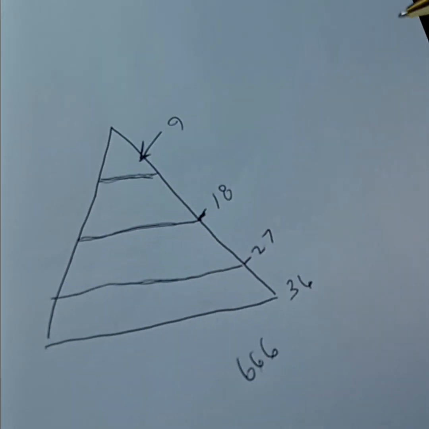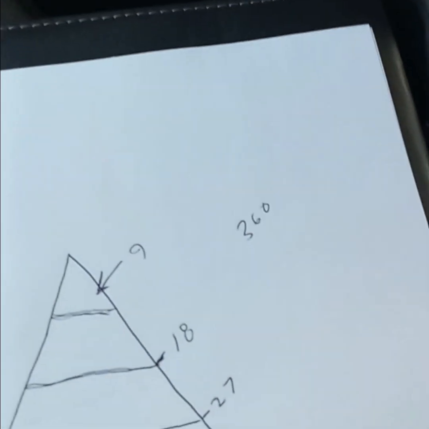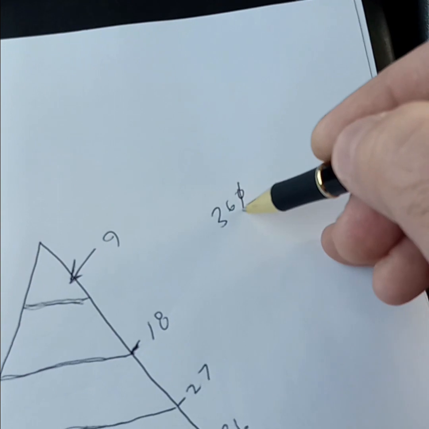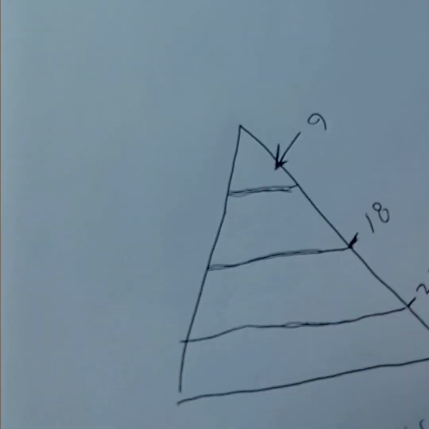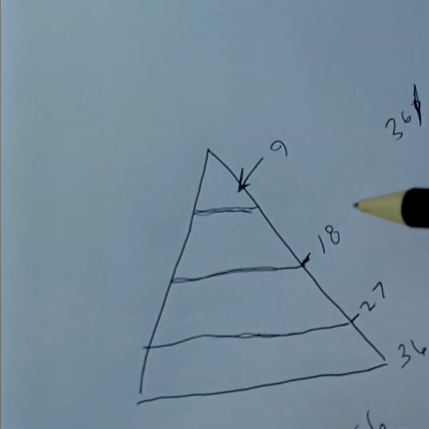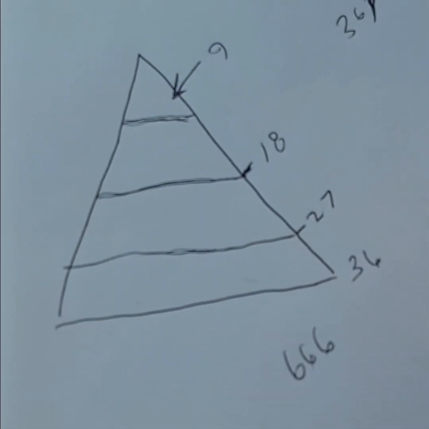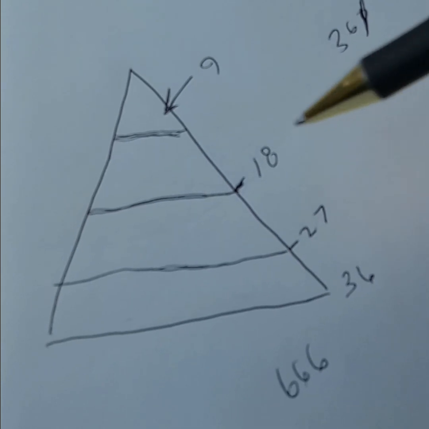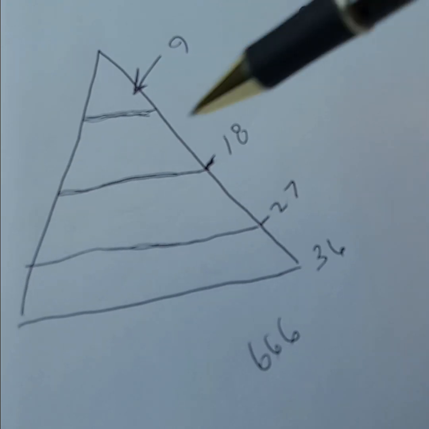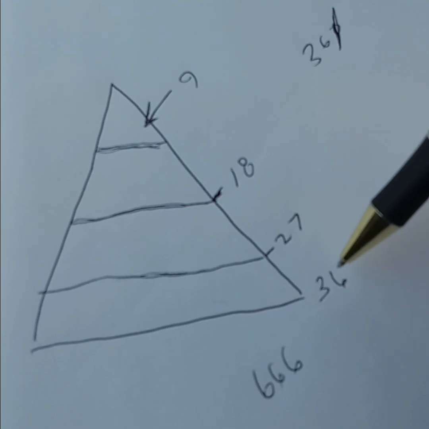you have 36 rows. Now that factors into 360 degrees. So when you reduce 360, it's 36. So this bottom row, you could look at this like this is actually a big circle, and this is just a slice of that circle, like a slice of pizza. So this triangle is a fragment of the circle. So your 36, that's your calendar.